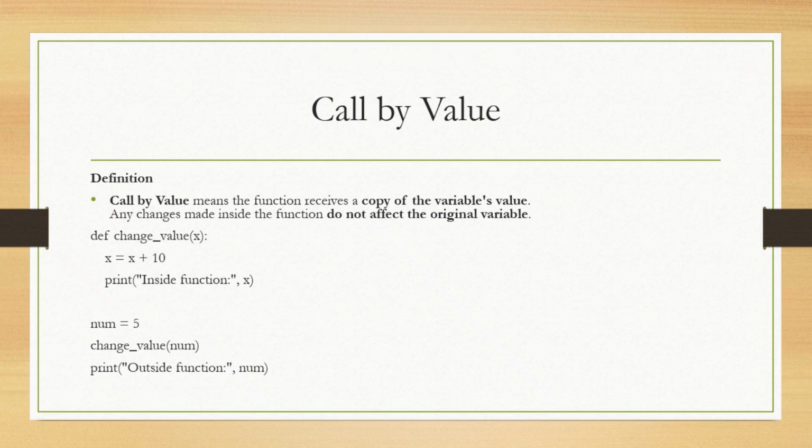Next one is call by value. The function can be called by value or can be called by reference. Call by value is nothing but the function receives a copy of the variable's value. Any changes made inside the function do not affect the original variable. Let's see the example, then only we can understand.